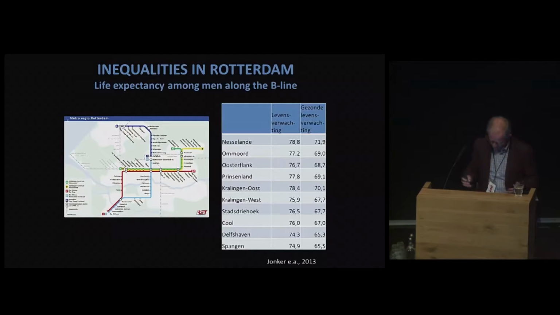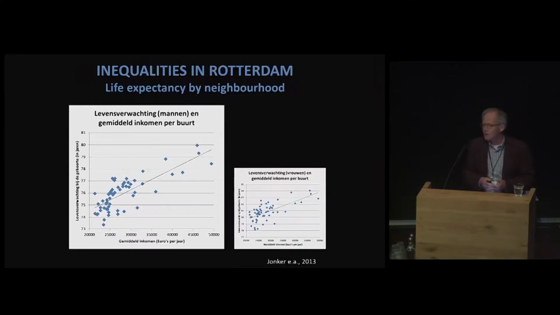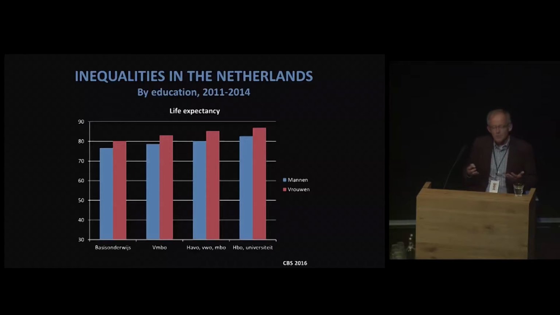Delfshaven is the poorest neighborhood in Rotterdam. And this association between the level of income by neighborhood and life expectancy at birth can be seen here in the two graphs, on the left-hand side for men, on the right-hand side for women. These are phenomena that can be found in all cities that take the trouble to collect these data. And most of these inequalities that we see between countries, but also between neighborhoods, are due to the fact that individuals with a higher level of income or a higher educational level or a higher occupational class live longer than individuals with a lower income or level of education.